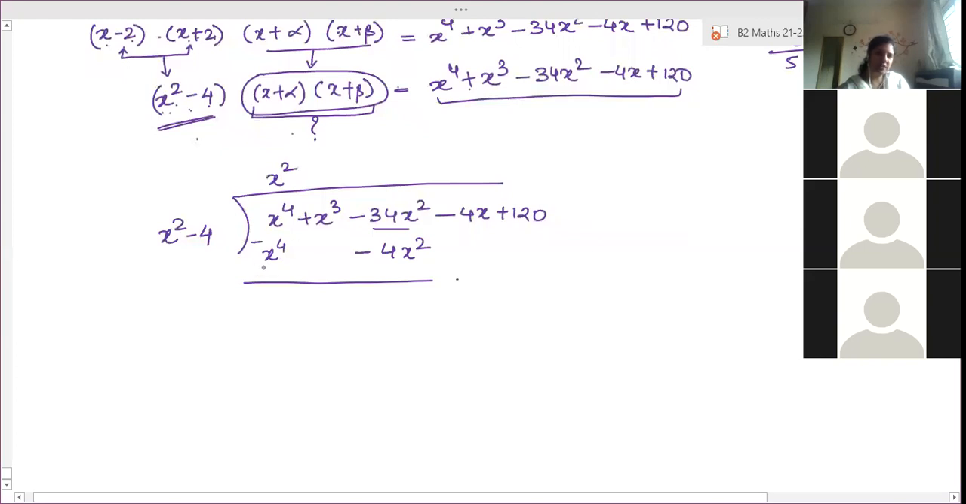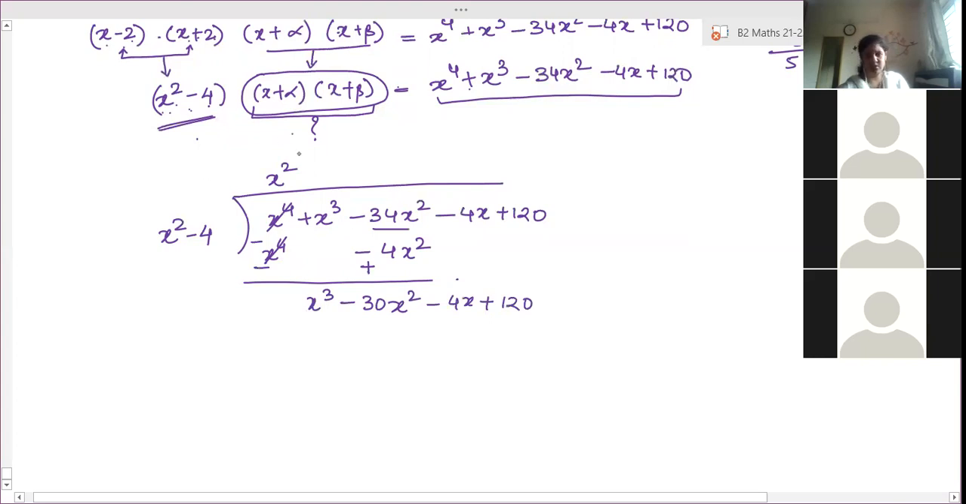For that, the sign will change. This will become minus, this will become plus. So this gets cancelled. Next term as it is, we need to copy down. And here it is minus 34 plus 4, which is minus 30x square. Now the next two terms, minus 4x plus 120.